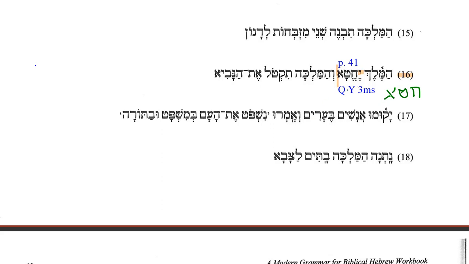All right, so since it's Yiqtol, we'll have the king will sin. So that's the first part of the sentence. Let's go ahead and write that in. The king will sin. Hamalka, and the queen. So this is a vav, but it's just coming before a noun. So definite article ha, and then malka. So, and the queen.